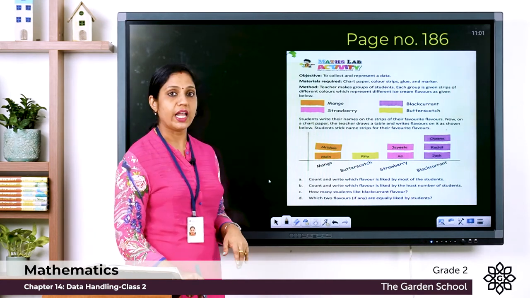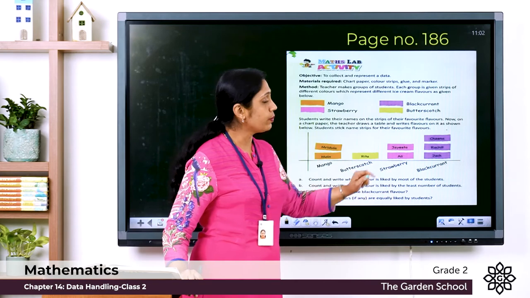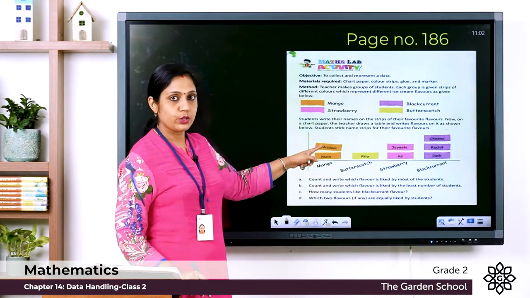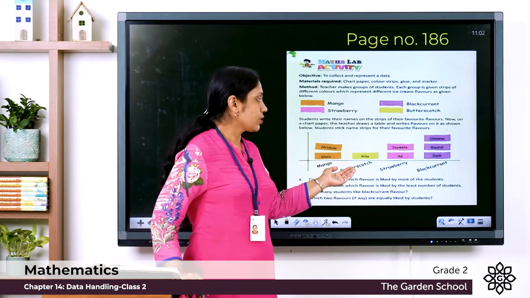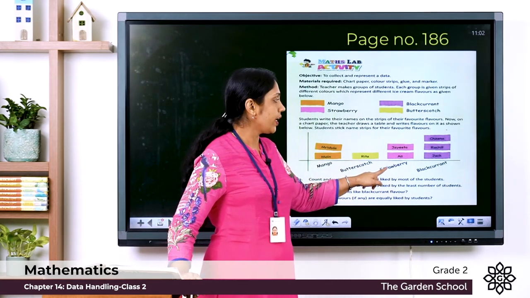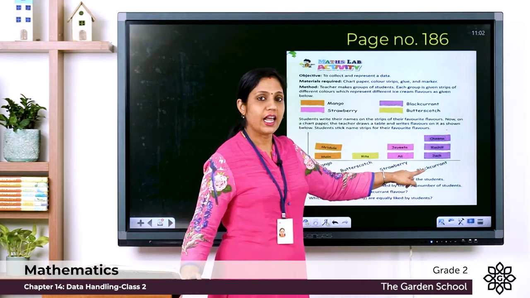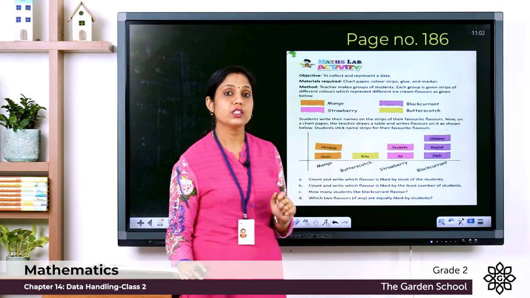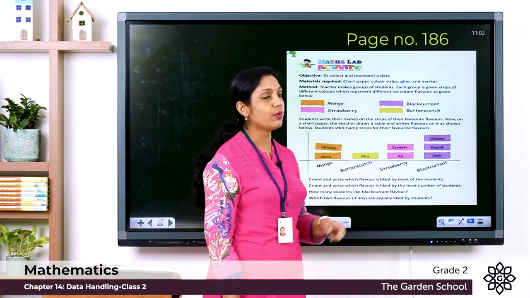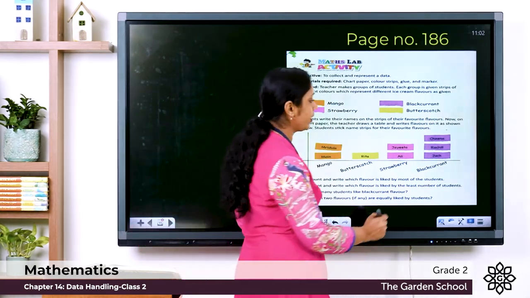Look at the first one. A. Count and write which flavor is liked by most of the students. So, mango is liked by 2. Butterscotch is liked by 1 student, that is Rita. Strawberry liked by 2 students. Blackcurrant liked by 3 students. So, what is our question? Count and write which flavor is liked by most of the students. It is blackcurrant. So, you can write there blackcurrant.